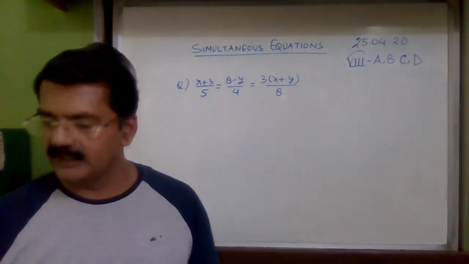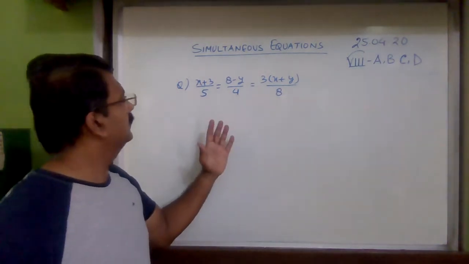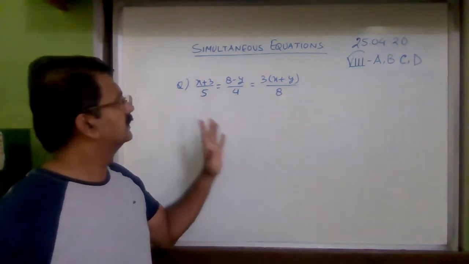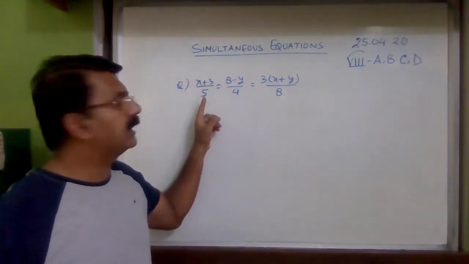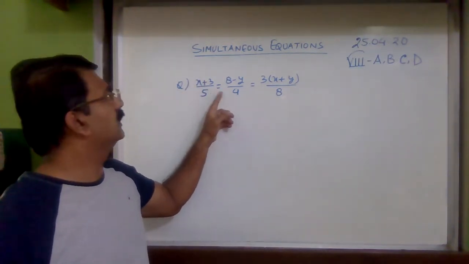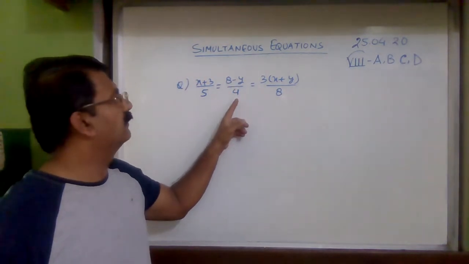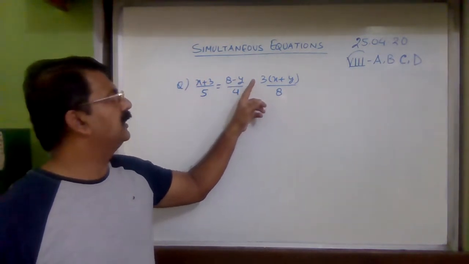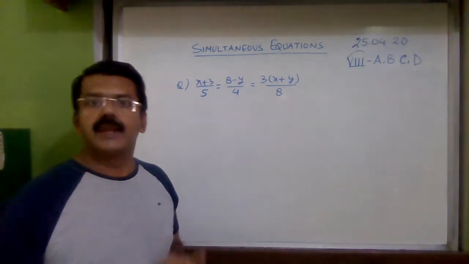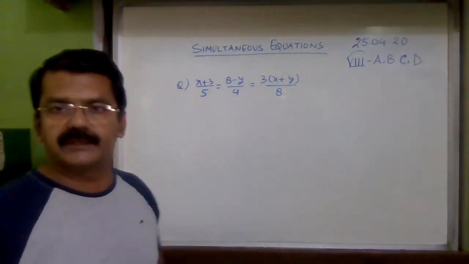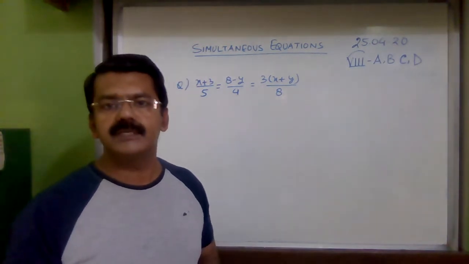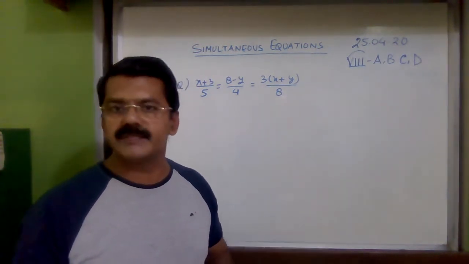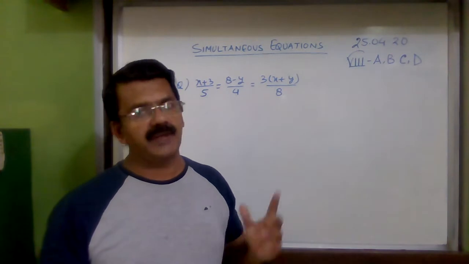This question is given in the form of a single equation: (x plus 3) upon 5 is equal to (8 minus y) by 4 is equal to 3 into (x plus y) by 8. From this equation we have to form two equations, and then we will solve them simultaneously to get the values of x and y.